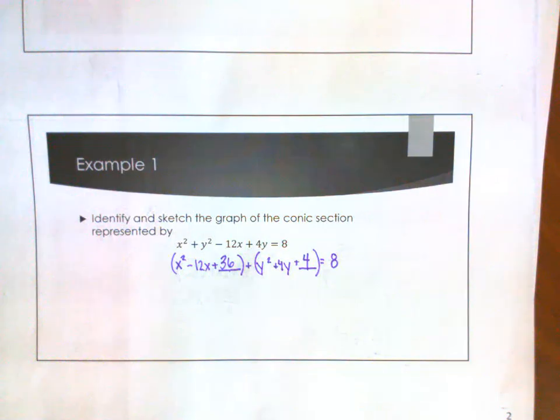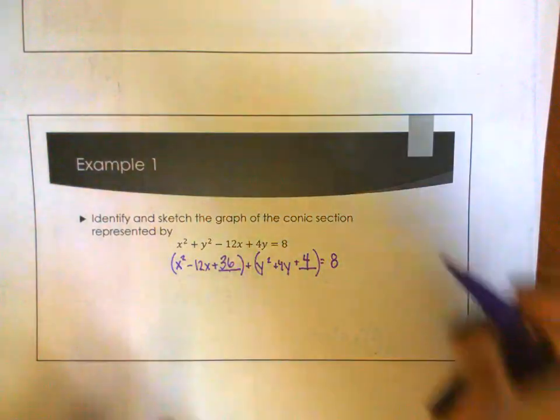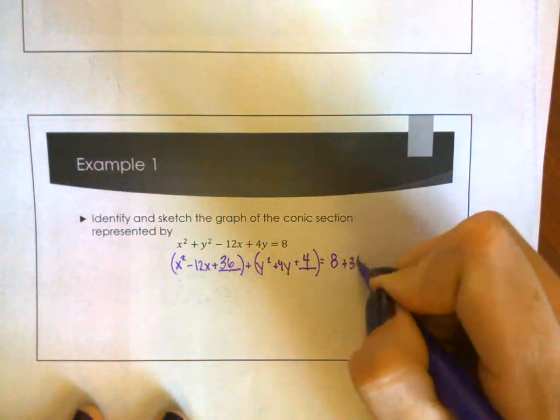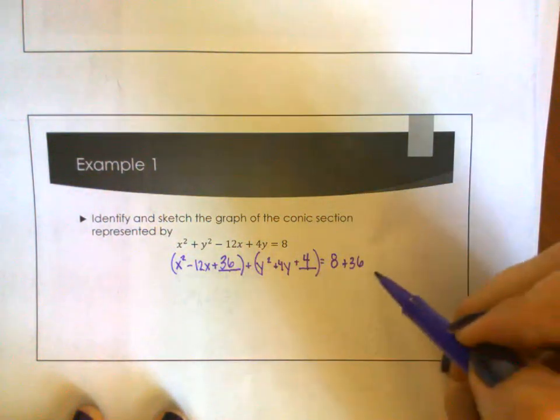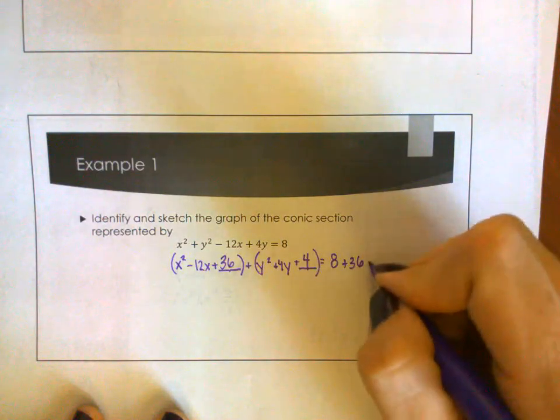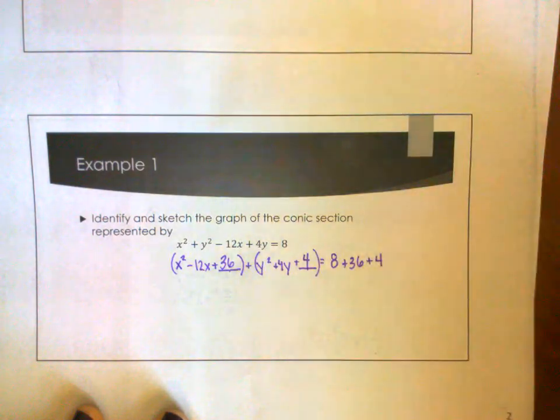square, we said you can't just arbitrarily throw in a plus 36 or a plus 4 anywhere you want. You have to balance the equation. So if we're adding 36 to one side, we have to add it to the other. So I added 36 here, so I have to also add it here. I added 4 here, so I need to add 4 over here.